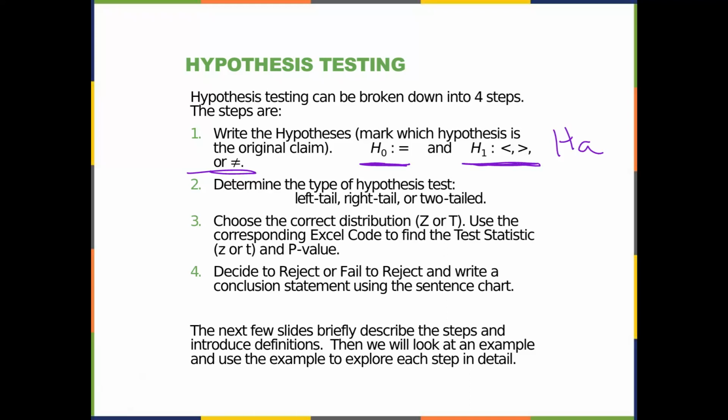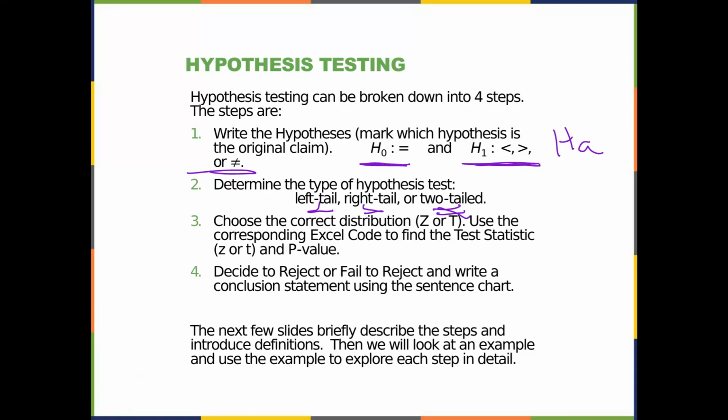The next step is to determine the type of hypothesis test you're doing. There are 3 types. You're doing either left-tailed, right-tailed, or two-tailed. That comes directly from your alternative hypothesis. If you're doing left-tailed, you had a less than sign in your alternative hypothesis. If you're doing right-tailed, you had a greater than sign. And if you're doing two-tailed, you had a not equal to sign in your alternative hypothesis.